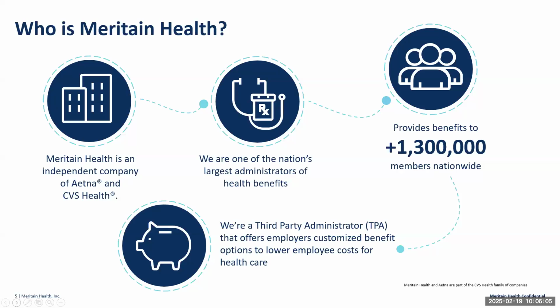So first is, who is Meritain Health? I know you guys have had us for a little bit now, but I know it can get a little complicated. So Meritain Health is an independent company of Aetna and CVS. We were bought out by Aetna many moons ago. And then about, I want to say 2017, 18, CVS bought us out. So honestly, it just makes it the best of all worlds. You guys have one of the greatest networks with Aetna, and then CVS. So you're getting really good discounts through your pharmacy, having CVS as well.